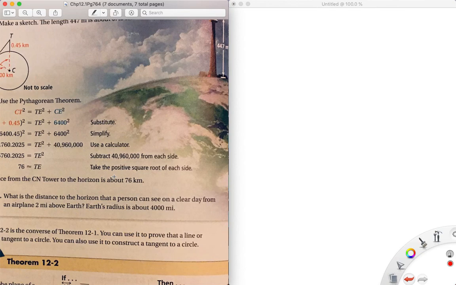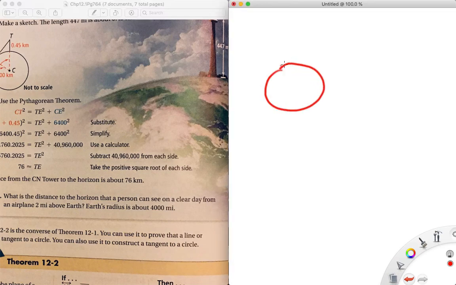I don't want to draw this, but we have a person, which is the same thing as the horizon. We have two distances from the center: 4,000 miles here and 4,000 miles here. We also have an additional 2 miles here, and it's going to be from where this person sees the airplane from the horizon.